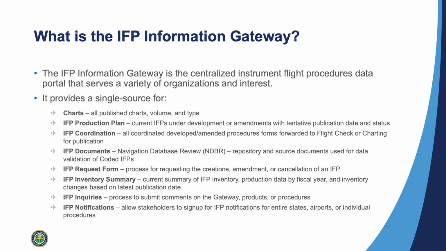So what is the IFP Information Gateway? Well, in a nutshell, the gateway is a centralized portal that serves a variety of organizations and interests. It is a single source for the following: charts, IFP production plan, IFP coordination, IFP documents, IFP request form, which we will go into in further detail, IFP inventory summary, IFP inquiries, more details on this item in a few slides, and IFP notifications. Again, more detail later. As you can see, the IFP Information Gateway is truly a gateway to a lot of valuable information.